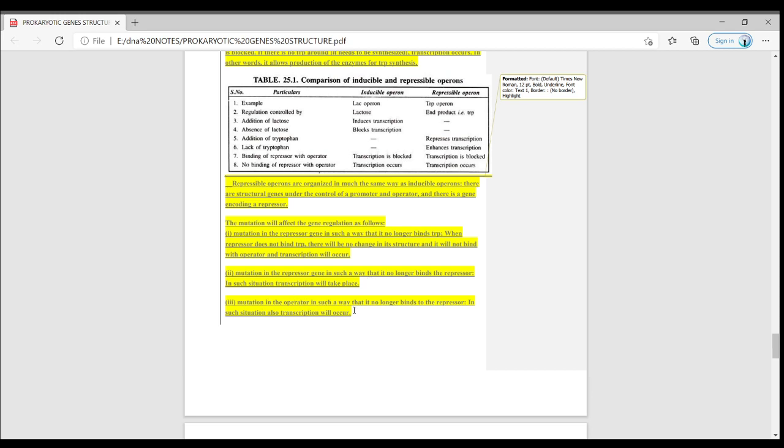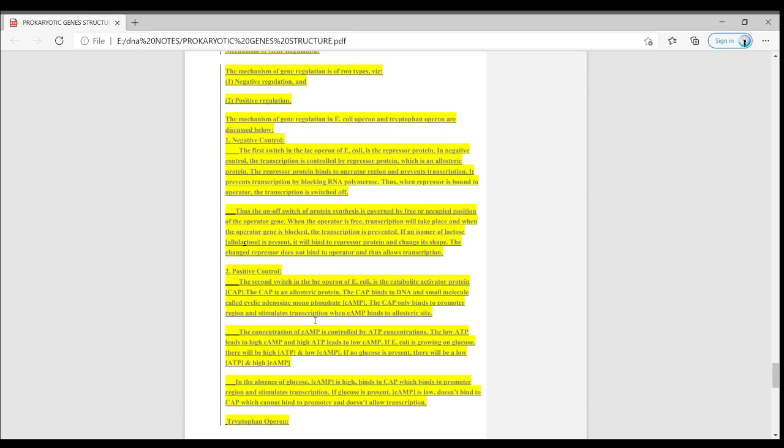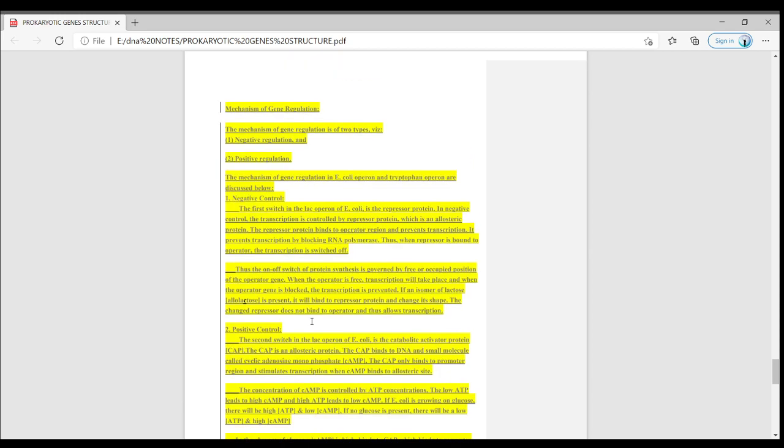Mutation in the operator in such a way that it no longer binds to the repressor, and in such a situation also transcription will occur. Then the mechanism of gene regulation we will study next class.